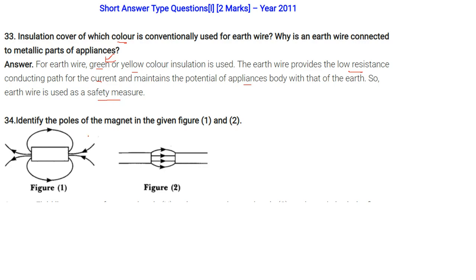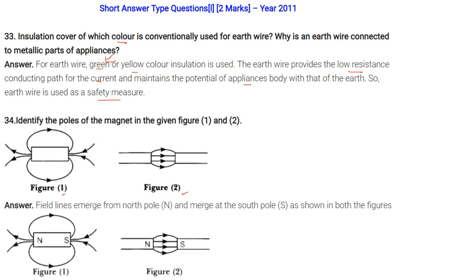Identify the pole of the magnet given in figure 1 and figure 2. Always the field line will emerge from north. So here it is emerging, so it is north, and it will go inside or enter at south. Here it is emanating from here and converging or going inside here, so that has to be south. Field lines emerge from the north pole and merge at the south pole. You have to just remember this, and this is north, this is south, this is north, this is south.